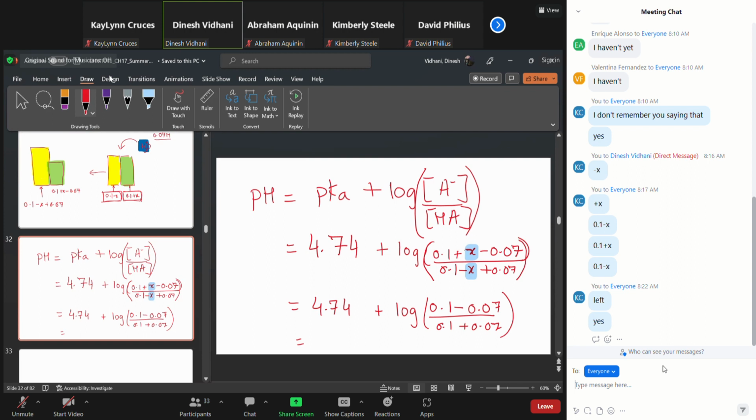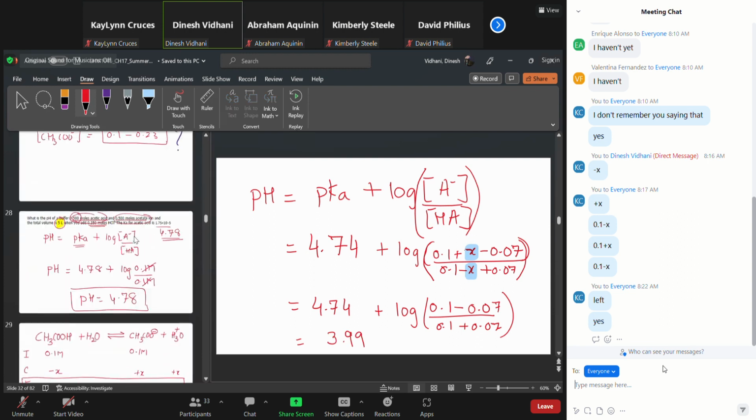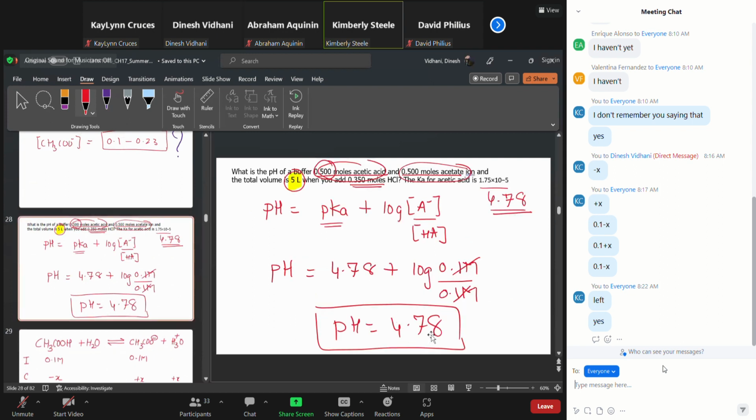Anyone so far with the math? Okay, so that's right. So we are getting 3.99. Was it, let me check, was it 4.74? Oh, no. I got 3.99 as well.